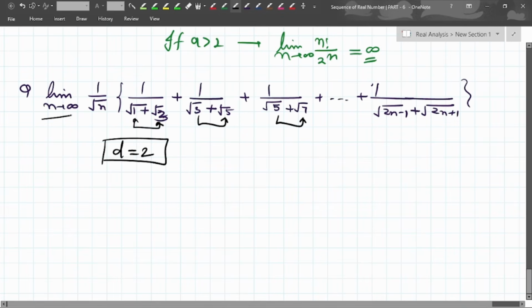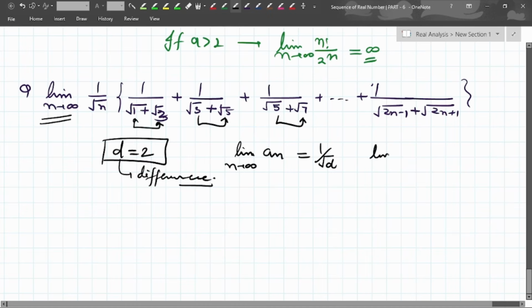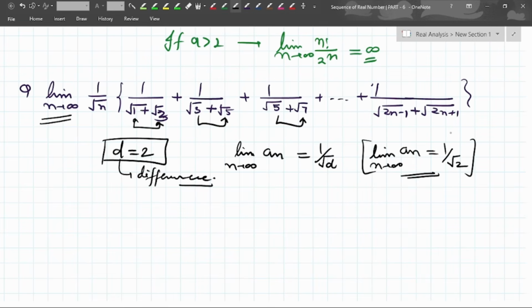then for this limit, n tending to infinity, let's say this is my an, it will be 1 upon root d, where d is nothing but my difference. So the limit n tending to infinity of an is 1 upon root d. This is an answer that you can easily find using this. These are the results, and these are some sort of questions that we can solve using the property of this.